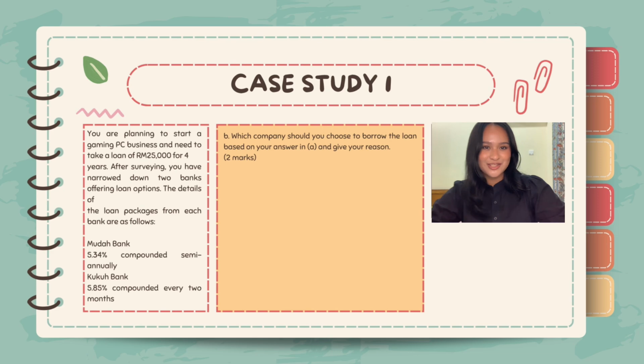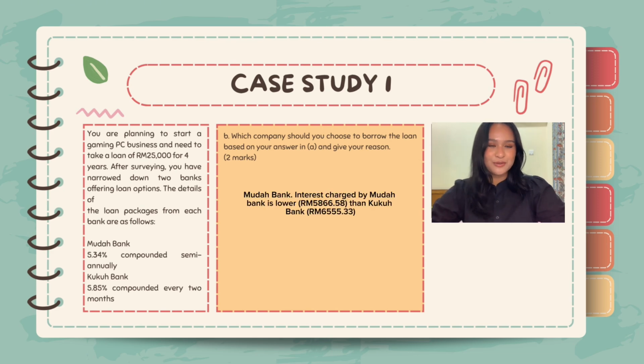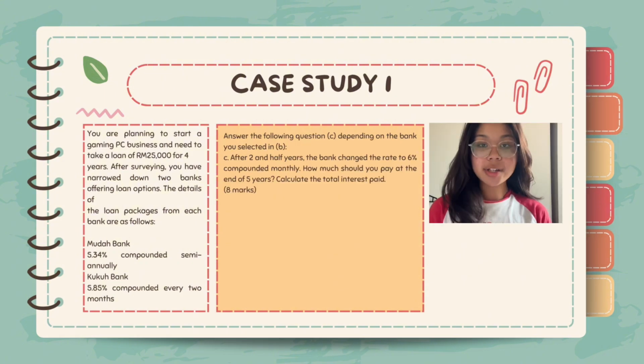So based on our answer in A, we should choose Muda Bank. This is because the interest charged by Muda Bank is lower, which is 5,866 ringgit and 58 cents, compared to Kukuh Bank, which is 6,555 and 33 cents.